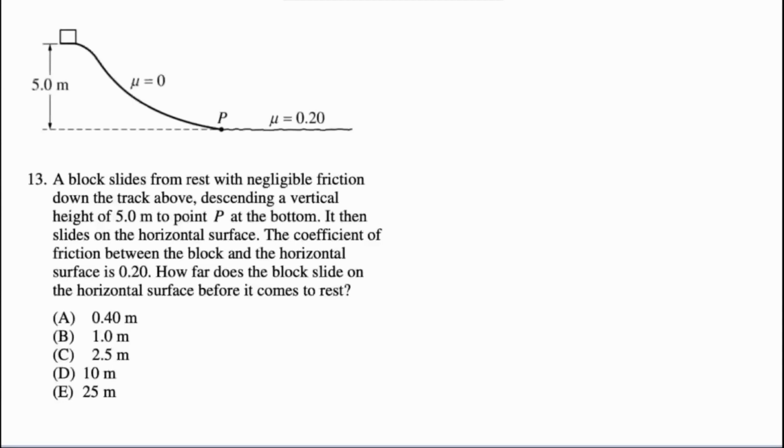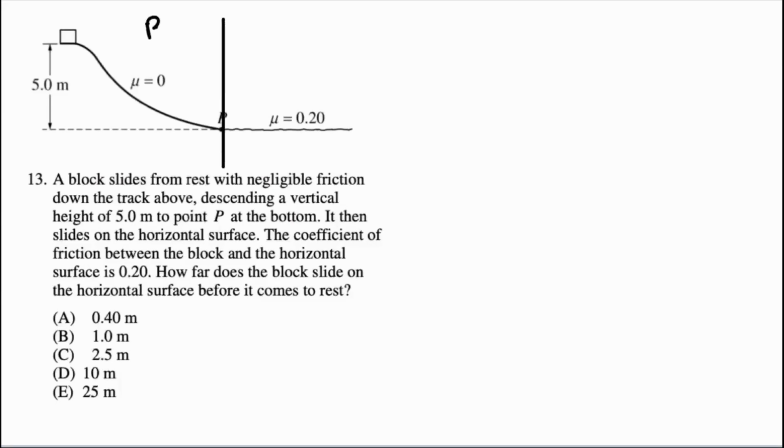Now question 13. This one was tough, honestly. So we have that a block slides from rest with negligible friction down the track above, descending a vertical height of 5 meters, to point P at the bottom. It then slides on the horizontal surface. The coefficient of friction between the block and the horizontal surface is 0.2. And how far does the block slide on the horizontal surface before it comes to rest? So you actually want to separate this problem into two different stages.